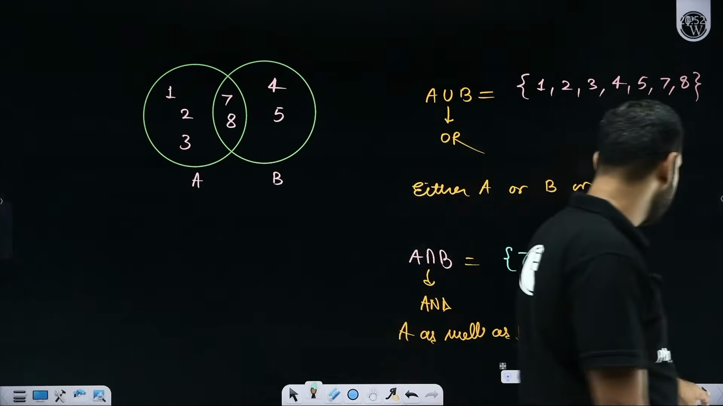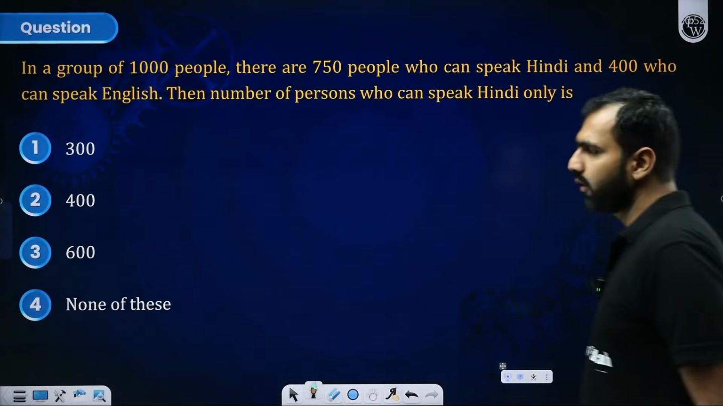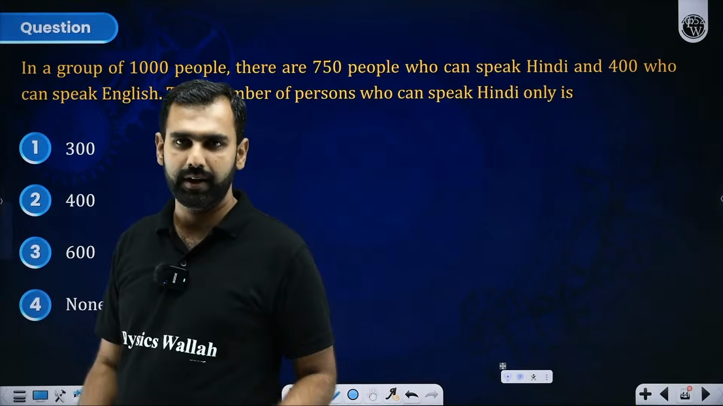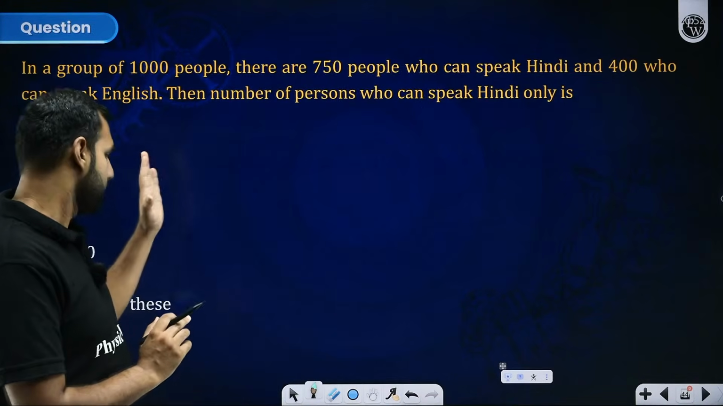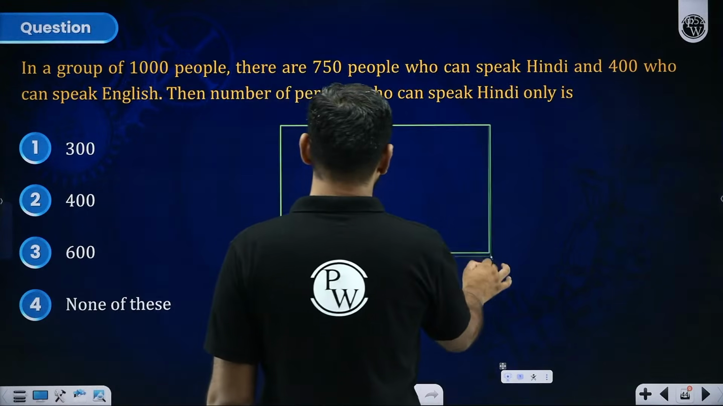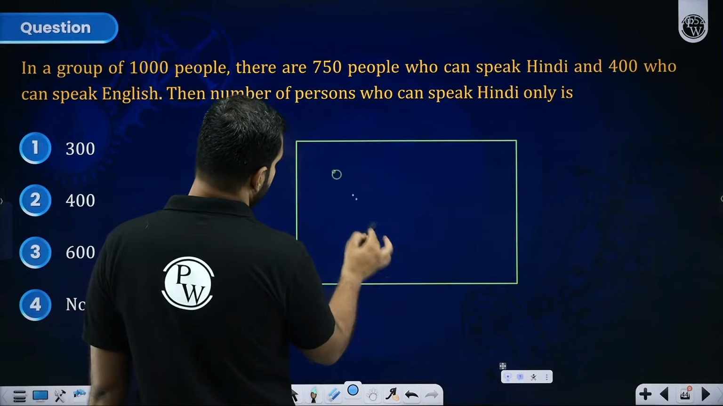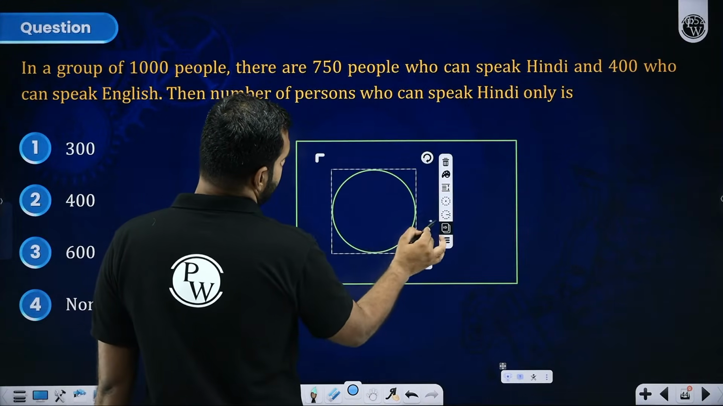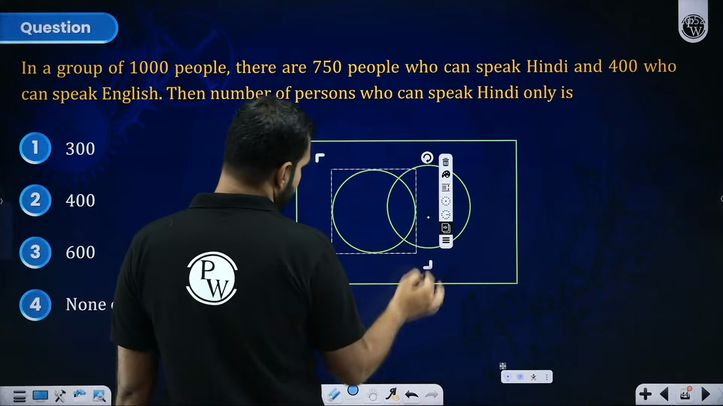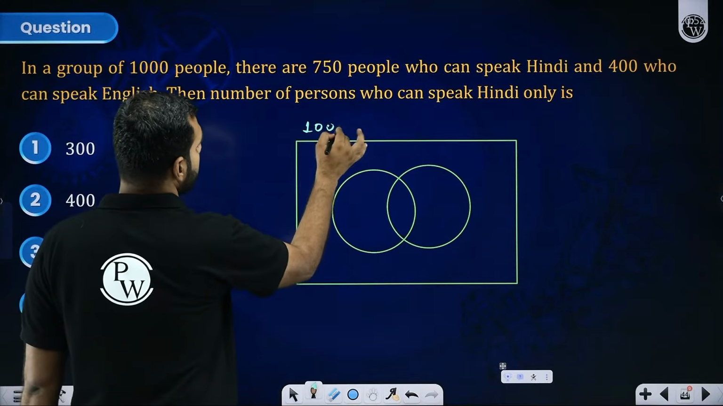With this, intersection we have already understood. Let's try and solve a question and we'll get more clarity about union and intersection. This question says that there are 1,000 people in a group. So in that group, there are total 1,000 people.